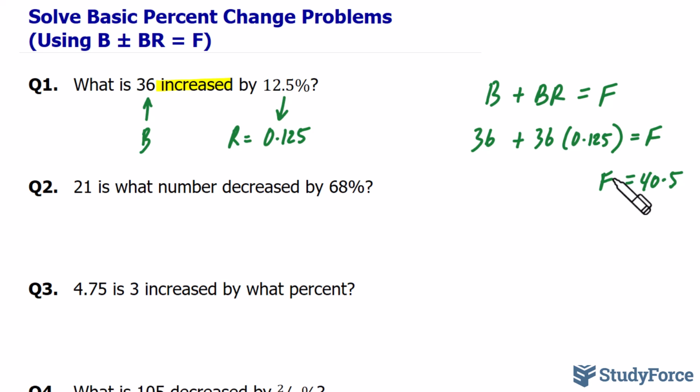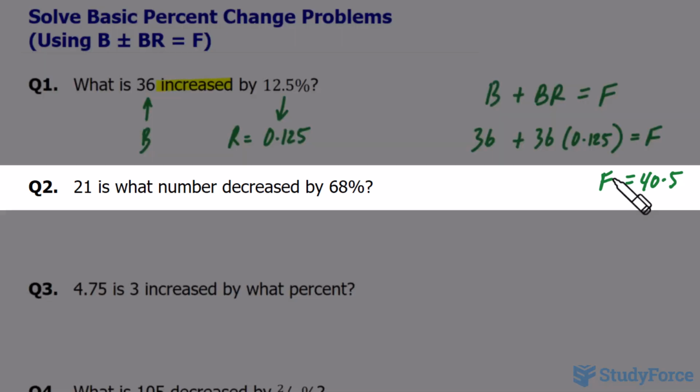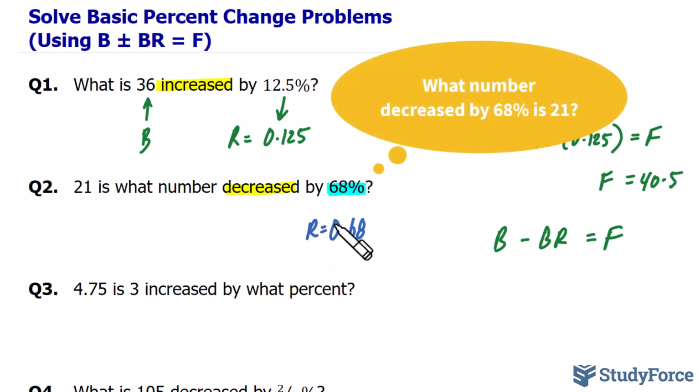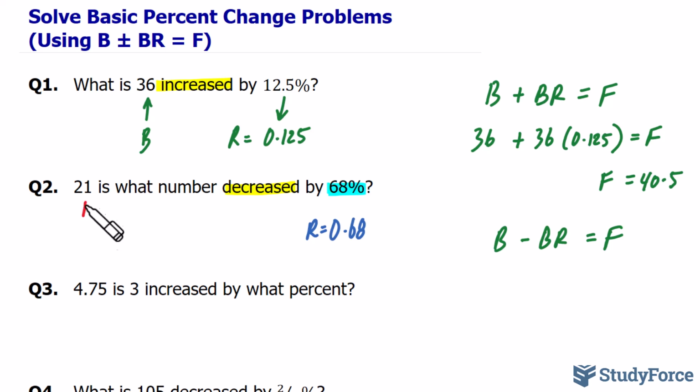Now take a look at how things differ with different information. This time we're told 21 is what number decreased by 68%. The key word here is decreased, so we'll be using the subtraction version of the formula. Let me go ahead and write that down. B take away BR is equal to F. It is clear that 68% will represent your rate, so we'll change that into a decimal as 0.68, and that's your R value. Now if you reread the question as what number decreased by 68% is 21, it becomes clear that 21 is the final amount.